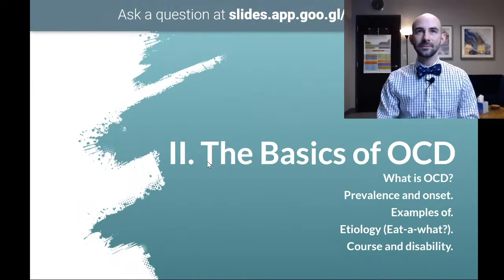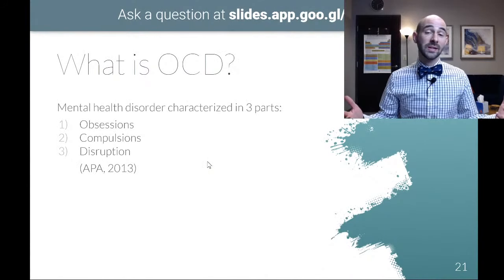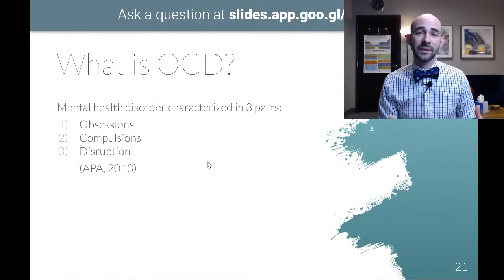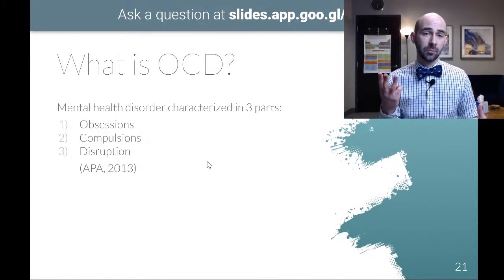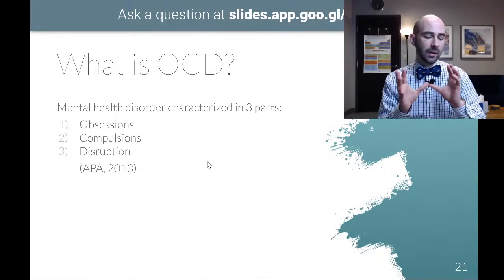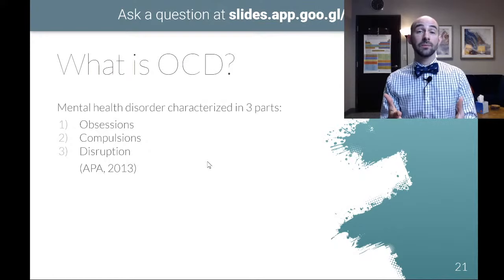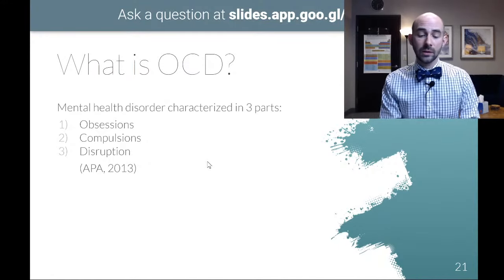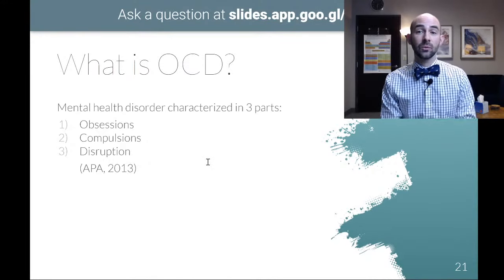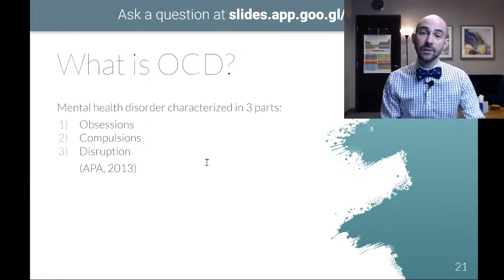So great. Let's jump into the basics. What is OCD? Okay, so very simple. Mental health disorder characterized in 3 parts. So you have intrusive, unwanted, obsessive thoughts, urges, impulses, and they're clearly distressing. They create problems, and a person can't easily resist them or just shake them off, basically. Get over it, right? Second of all, there's going to be those compulsions.